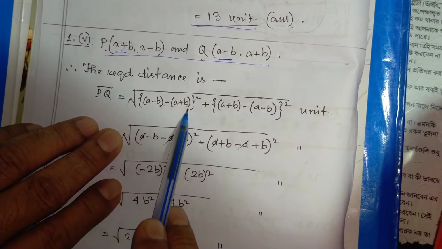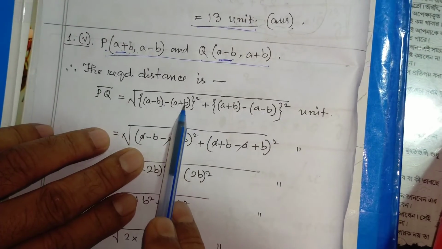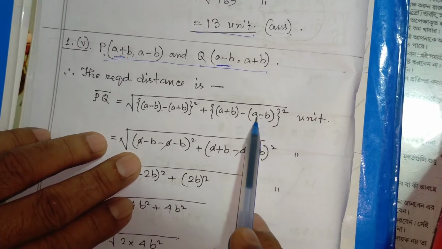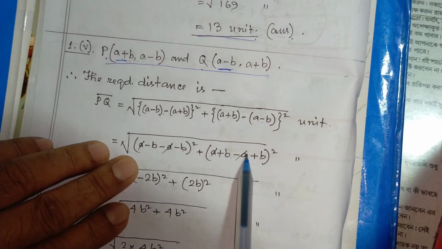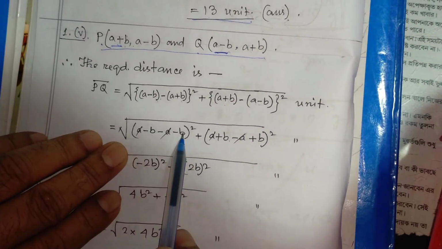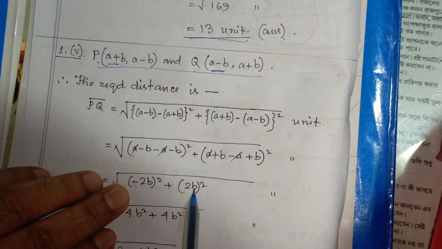At first you remove the bracket inside the second bracket and you will get A minus B minus A minus B minus A minus B. Here A plus B minus A plus B, and I can cancel minus A plus A, here minus A plus A, here it comes as minus 2B whole square, and here plus 2B whole square.